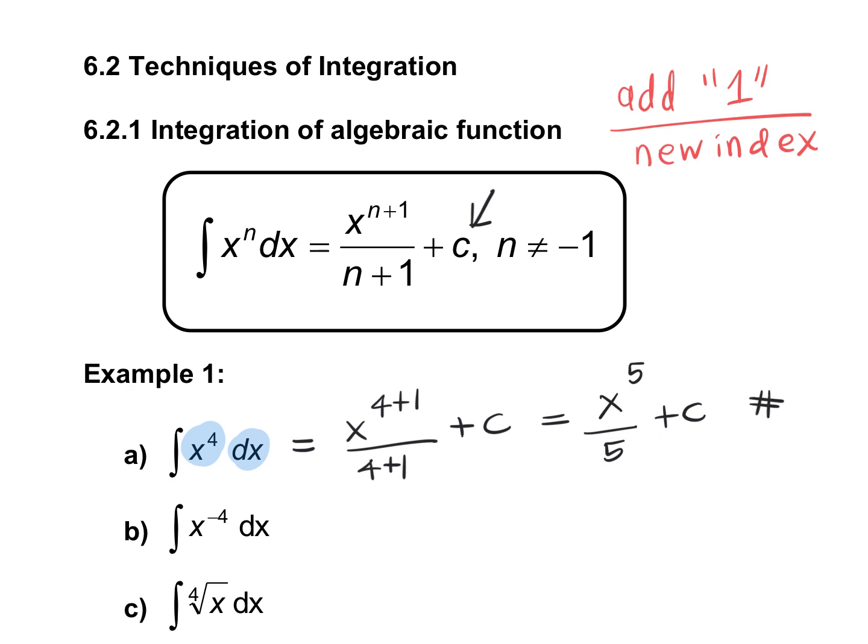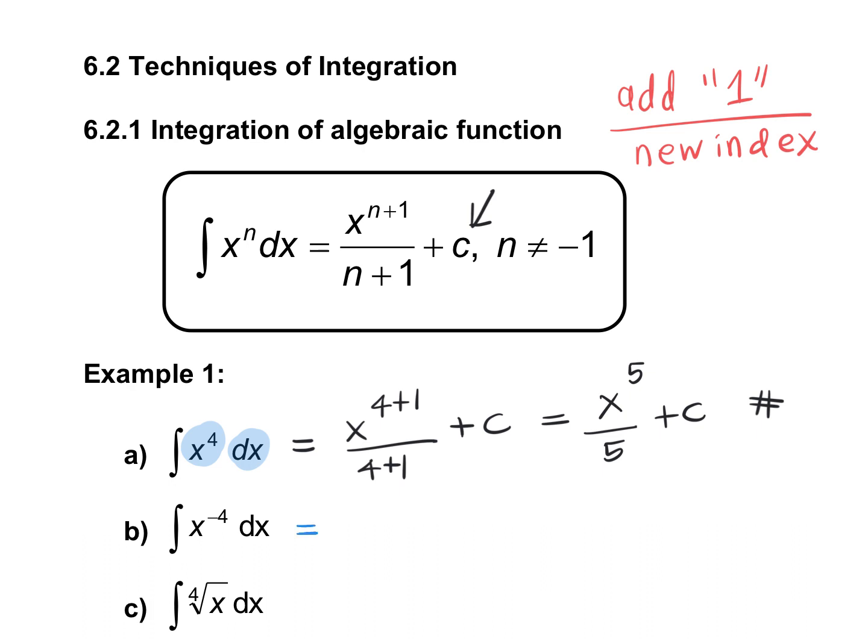Alright, so kita just nak kena tambah index kat sini, 4. 4 tambah 1, so we dapat 5. And then bahagi dengan index yang baru. Okay, divide with 5 and then plus c. So let's check on the second example.